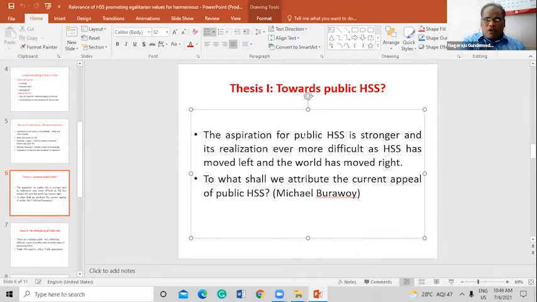He says that the aspiration for public humanities and social sciences is stronger and the relation ever more difficult as humanities and social sciences have moved left, whereas the world has moved right. So friends, the world always witnesses a circulation from right to center, center to left, left to center, center to right.